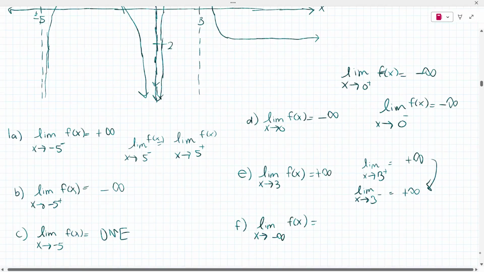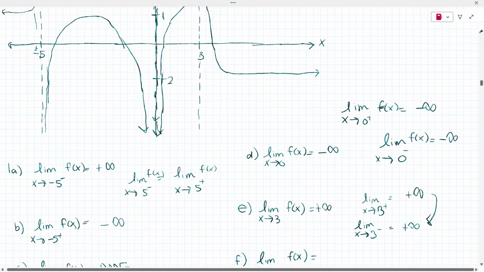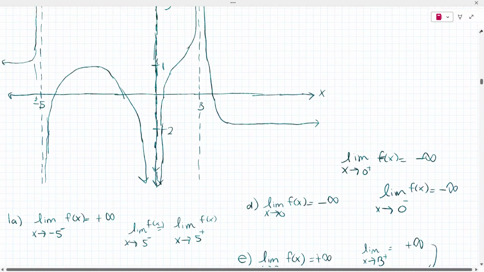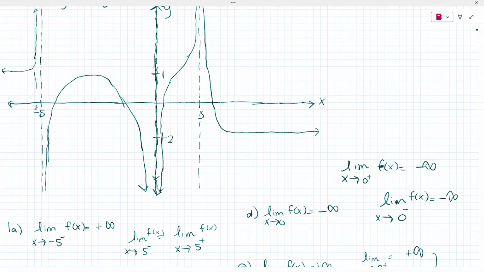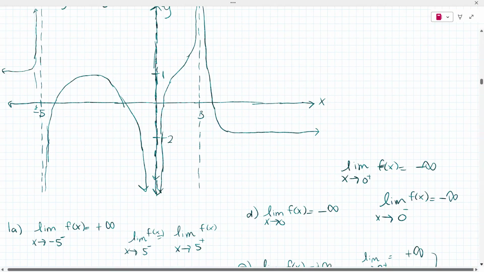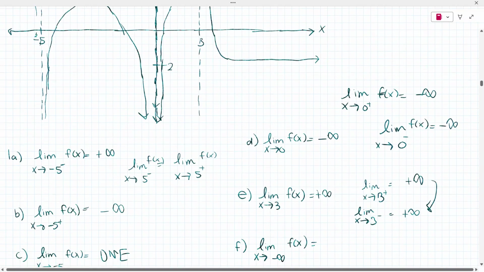Okay. What about f? What is the limit as x approaches negative infinity? So if you look at your graph and look at the x value, here's -5. Anything smaller than that, -6, -7, it's like this invisible horizontal line. It doesn't show you, but it doesn't go above 1. It gets really close to 1, basically. So the limit as x approaches negative infinity would be 1 because it's like an invisible horizontal asymptote.